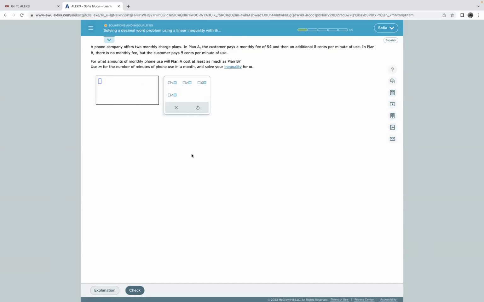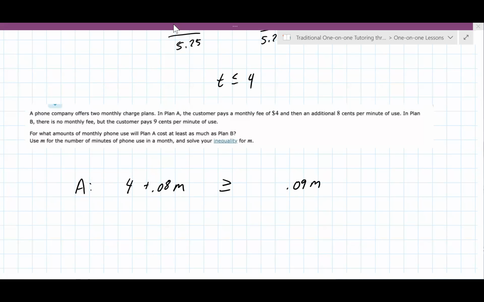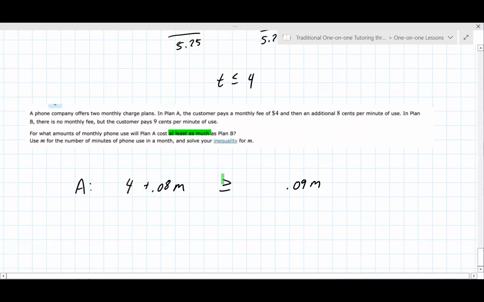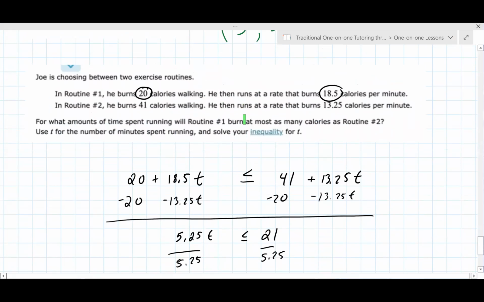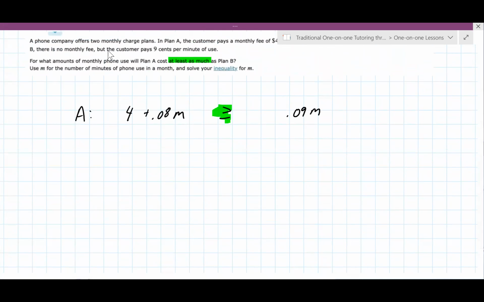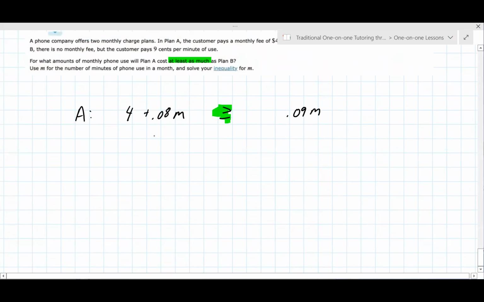My confusion is why the sign has to flip again. So at least as much, which is really weird, is this symbol. In the previous one, at most as many was this symbol. I feel like it's really awkward. I would never say plan A costs at least as much, but this is what it is. When you solve for this, you subtract 0.08 from both sides. Now your variable's on the right, which is a weird place for it to be. Which means that, I'm sorry, this is not right.